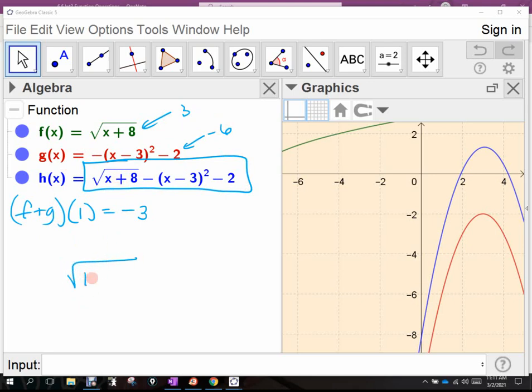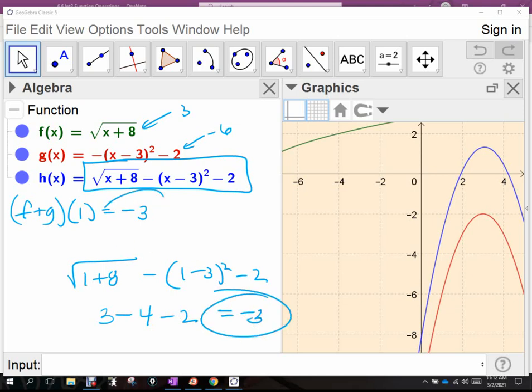If I plug in 1 there, I get 1 plus 8. It'll be minus then. It'll be 1 minus 3 squared minus 2. So 1 plus 8 is 9. What's the square root of 9? 3. Okay. Now order of operations says I need to do this first. What's 1 minus 3? Negative 2. What's negative 2 squared? Positive 4. Okay. So we'll have 3 minus 4 minus 2. What's 3 minus 4? Negative 1 minus 2, negative 3. Is that the same thing we found earlier?